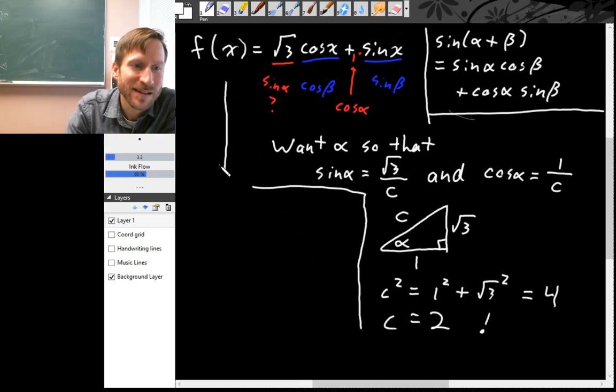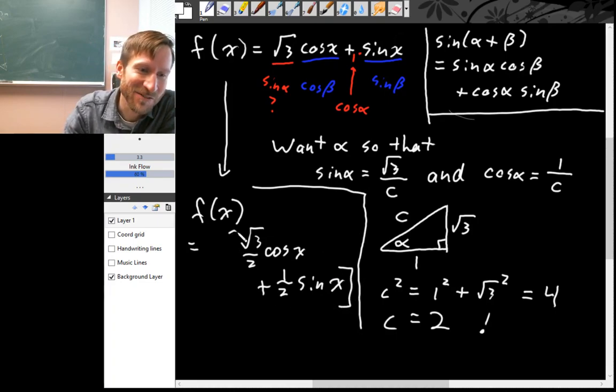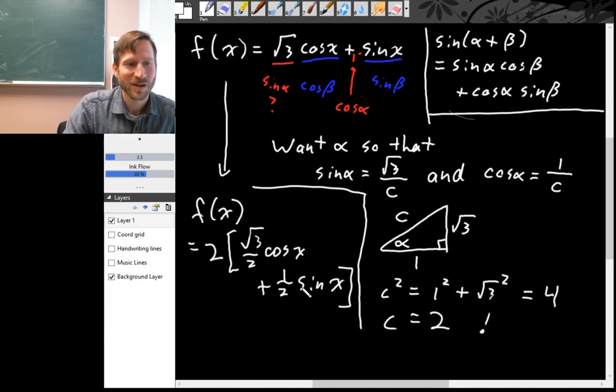Well, let's see. So f of x is, right? We want to have square root of 3 over 2 times cosine of x plus 1 over 2 times sine of x. Well, you can't just divide everything by 2, right? That would change what the function is. But you can divide everything by 2 if you also multiply everything by 2. So essentially what we've done is we've factored out a 2, and that leaves behind a 1/2. Okay?